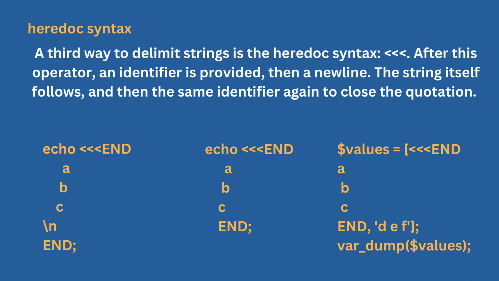Now, in strings, there is another format of writing a string, the formatted string. The third way to delimit a string is the Heredoc syntax. You see this operator, three arrows, or the less than sign. After this operator, an identifier is provided. This is the operator, and this int is the identifier. Then a new line, and then the string itself follows. Whatever you are trying to write goes here, and then the same identifier closes the quotation.